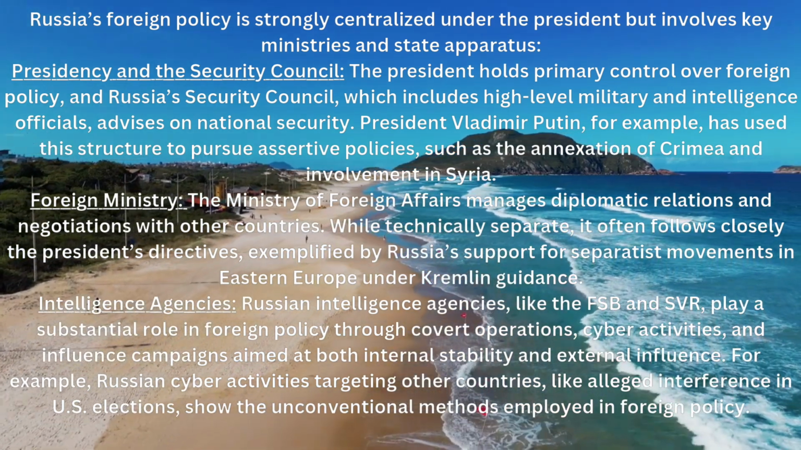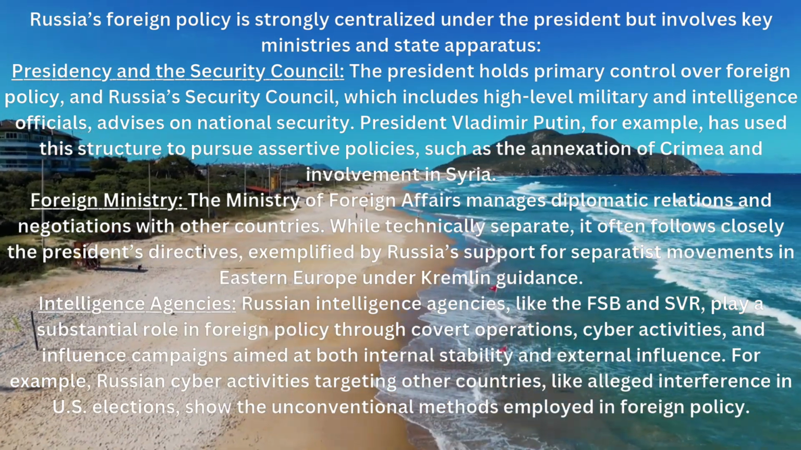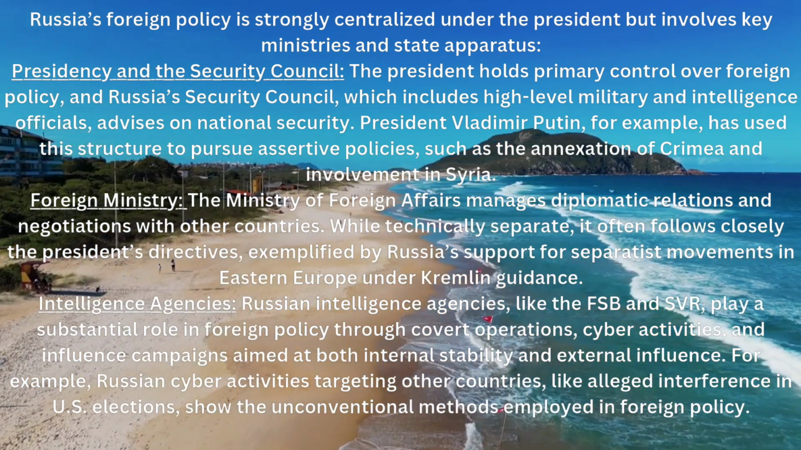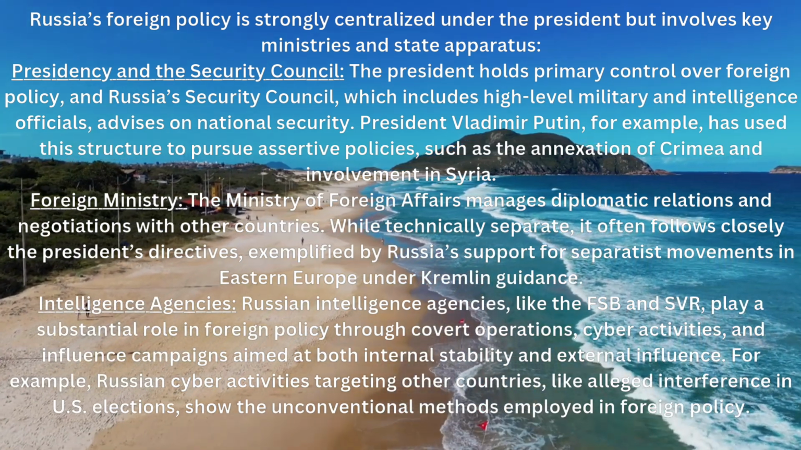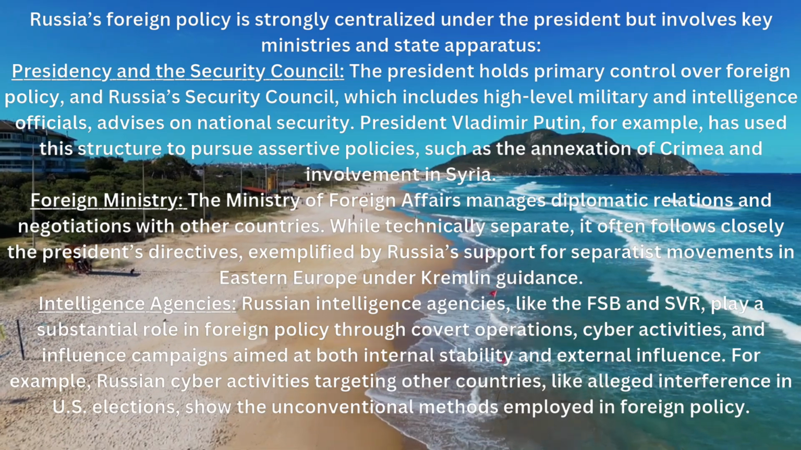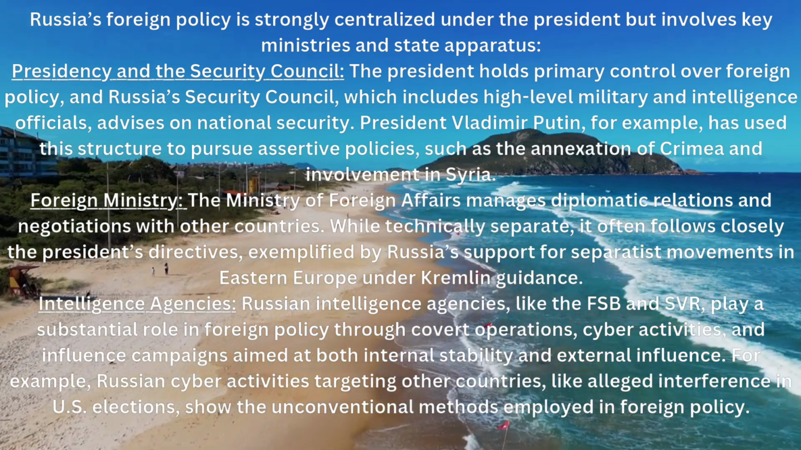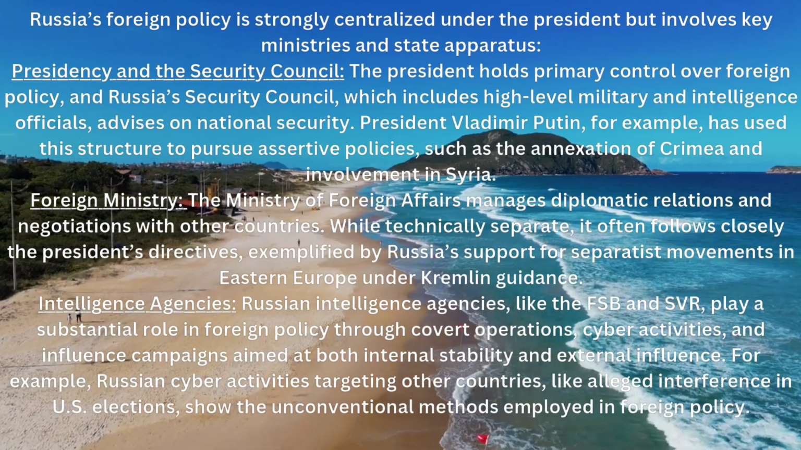Intelligence agencies. Russian intelligence agencies like the FSB and SVR play a substantial role in foreign policy through covert operations, cyber activities, and influence campaigns aimed at both internal stability and external influence. For example, Russian cyber activities targeting other countries, like alleged interference in US elections, show the unconventional methods employed in foreign policy.